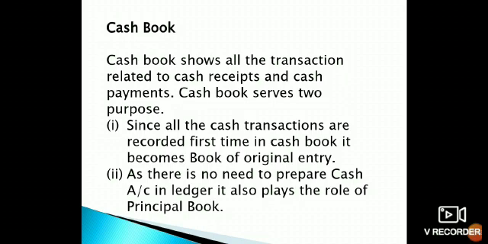As there is no need to prepare cash account in ledger, it also plays the role of principal book. So if everything is entered in the journal proper, cash related transactions should be maintained under a separate ledger named as cash account. But here, as we are separately maintaining a cash book, there is no need to prepare a separate cash account in ledger.